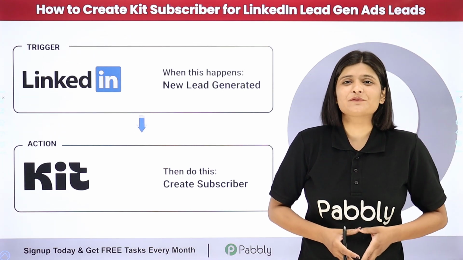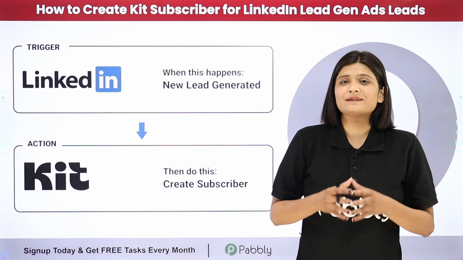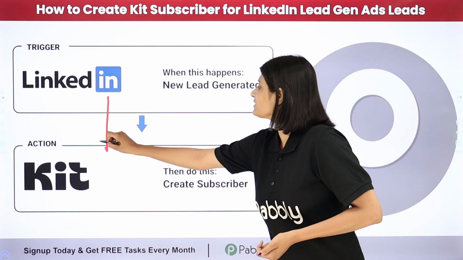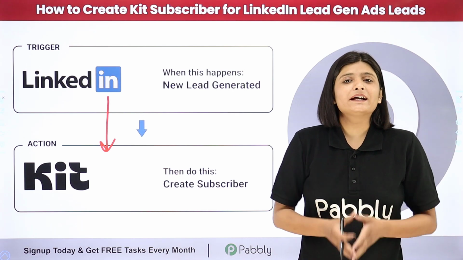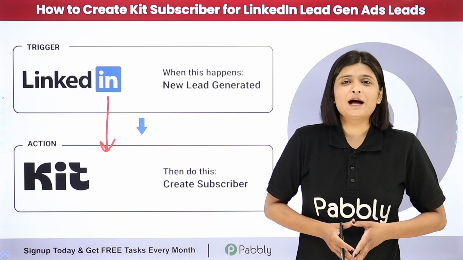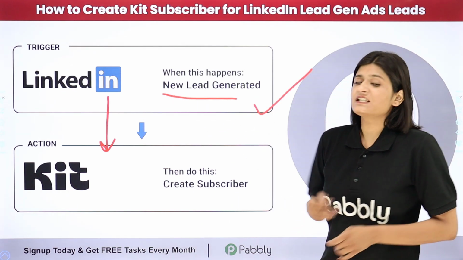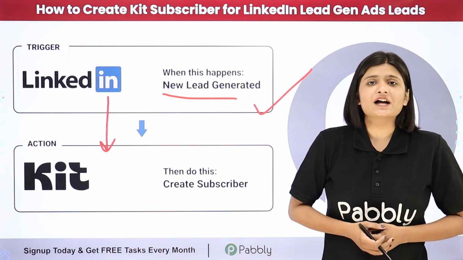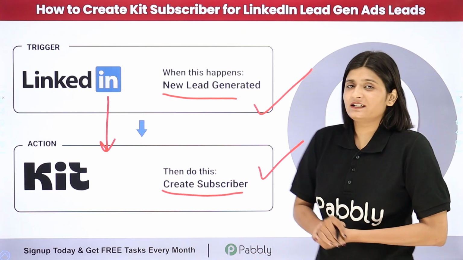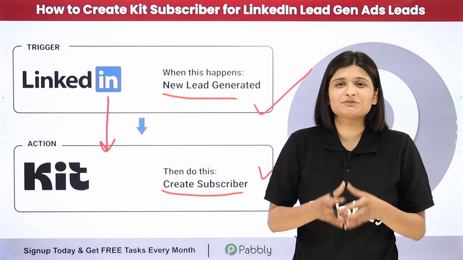So Pabbly Connect is an amazing automation and integration software which requires no coding or programming skills. Here I just need to build connection between LinkedIn lead gen ads leads and Kit. Pabbly Connect runs on two principles, which is trigger and action. Here, as my trigger application, I am going to take LinkedIn lead gen ads leads from where I will receive new leads, and then in my action application I am going to take Kit where a subscriber will be created automatically. If you want to learn this amazing automation step by step, then let me take you all to my screen.